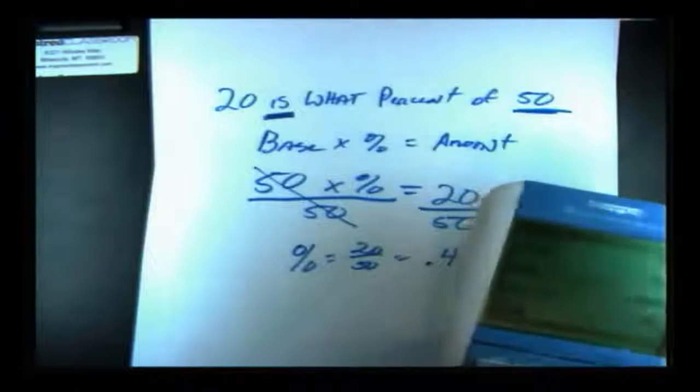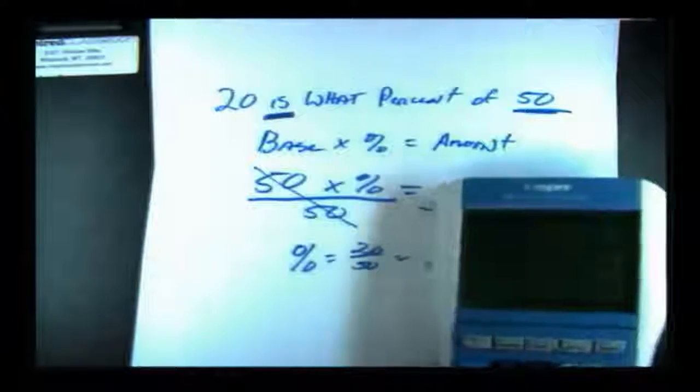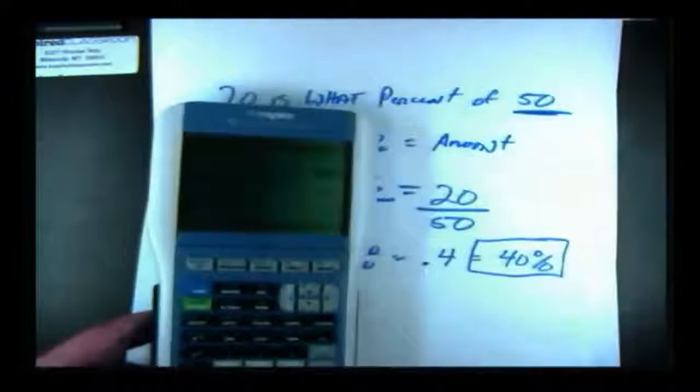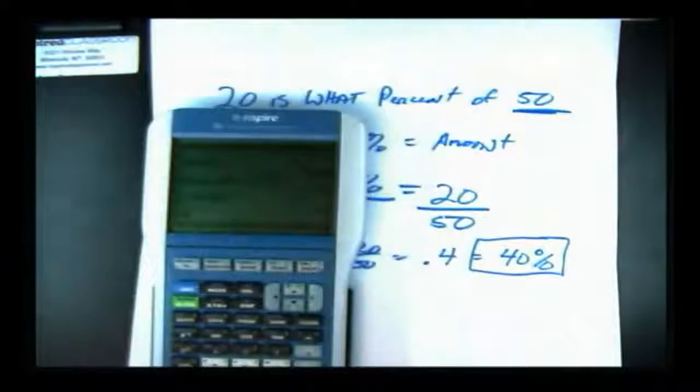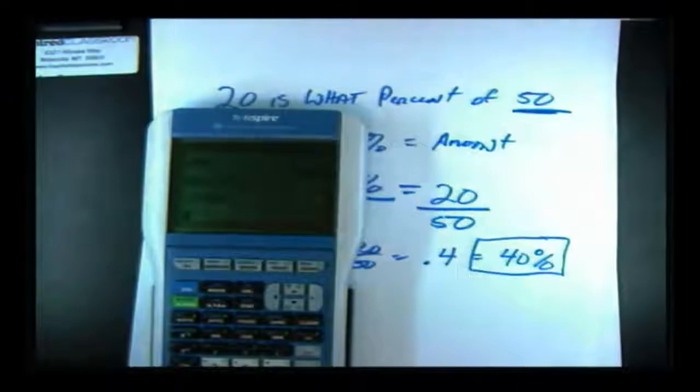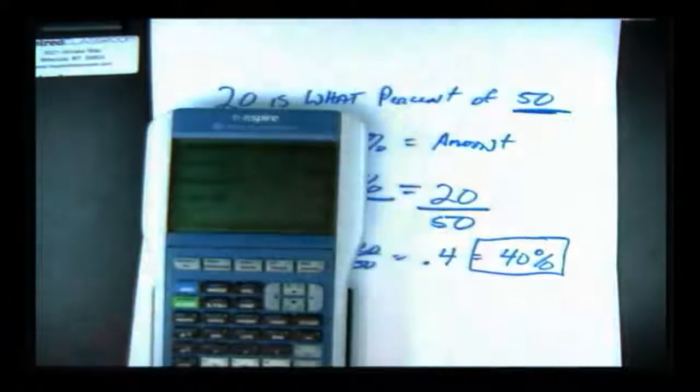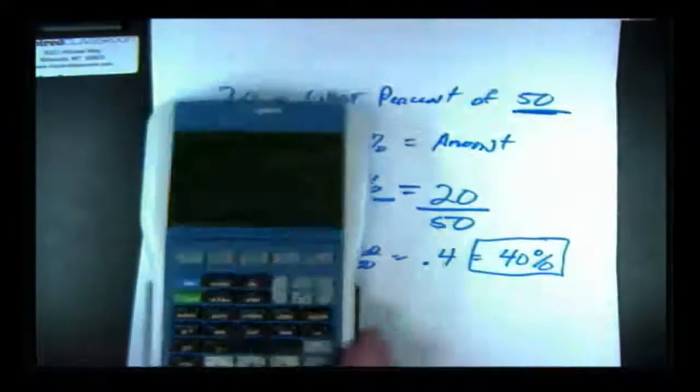Just to clarify, 20 divided by 50 is 0.4. And when I do percentages, I move the decimal place 2 spots, 1, 2 to the right. And we have 40%. So that's one version of that problem.